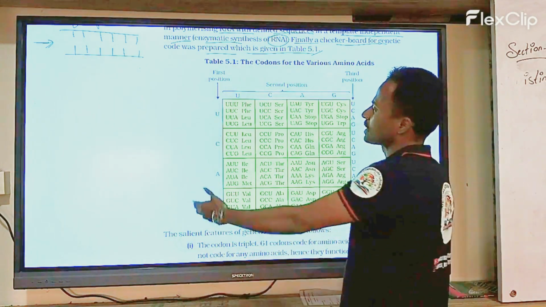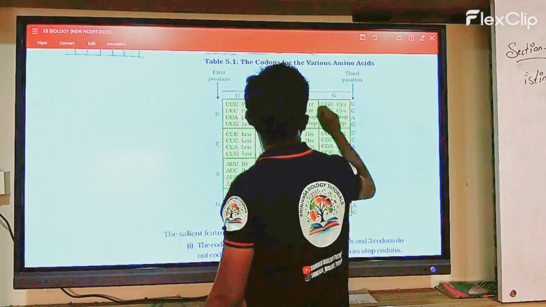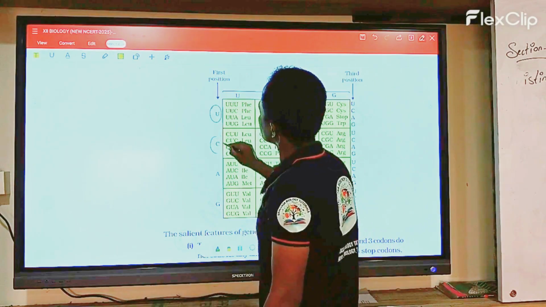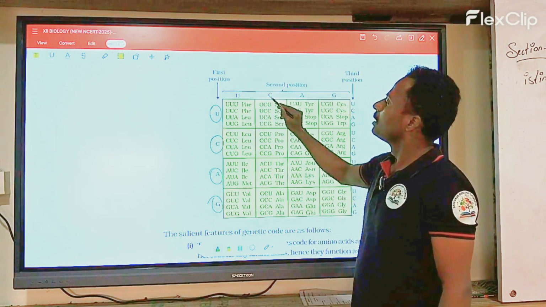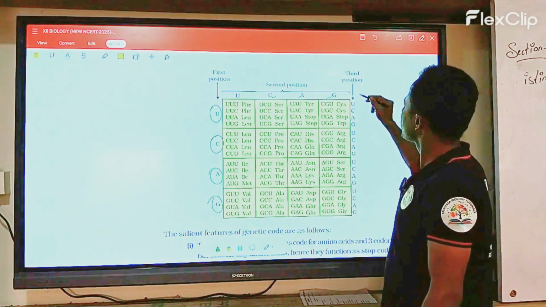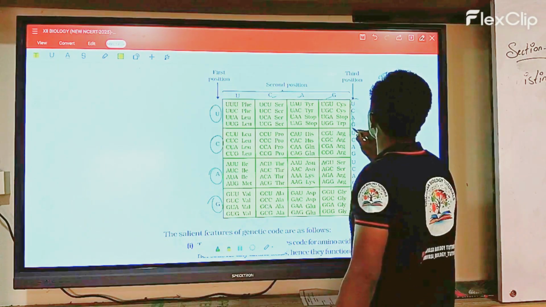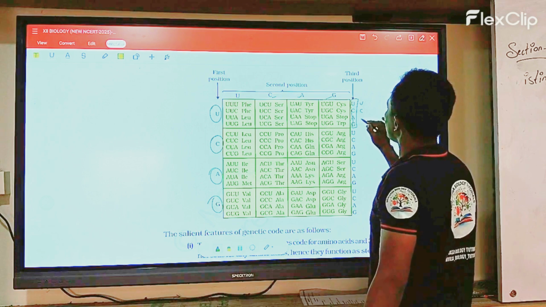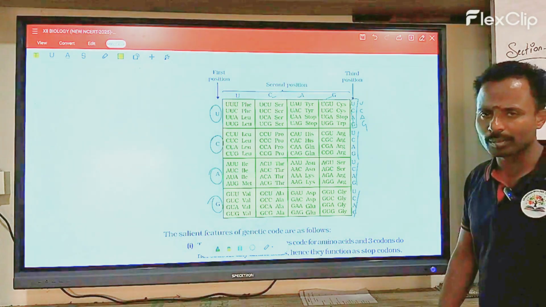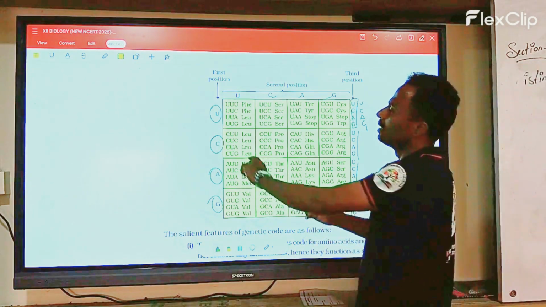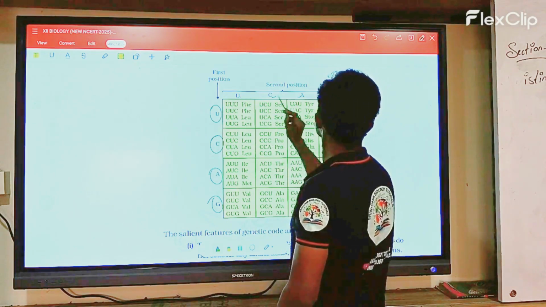In the first position he took uracil, cytosine, adenine and guanine. The second position also has uracil, cytosine, adenine, guanine. And in the third position, you notice we have compulsorily the 4 bases, uracil, cytosine, adenine, guanine. Here also the same 4 are mentioned. Let us see here, in these three: uracil, uracil, uracil, uracil, uracil, cytosine.